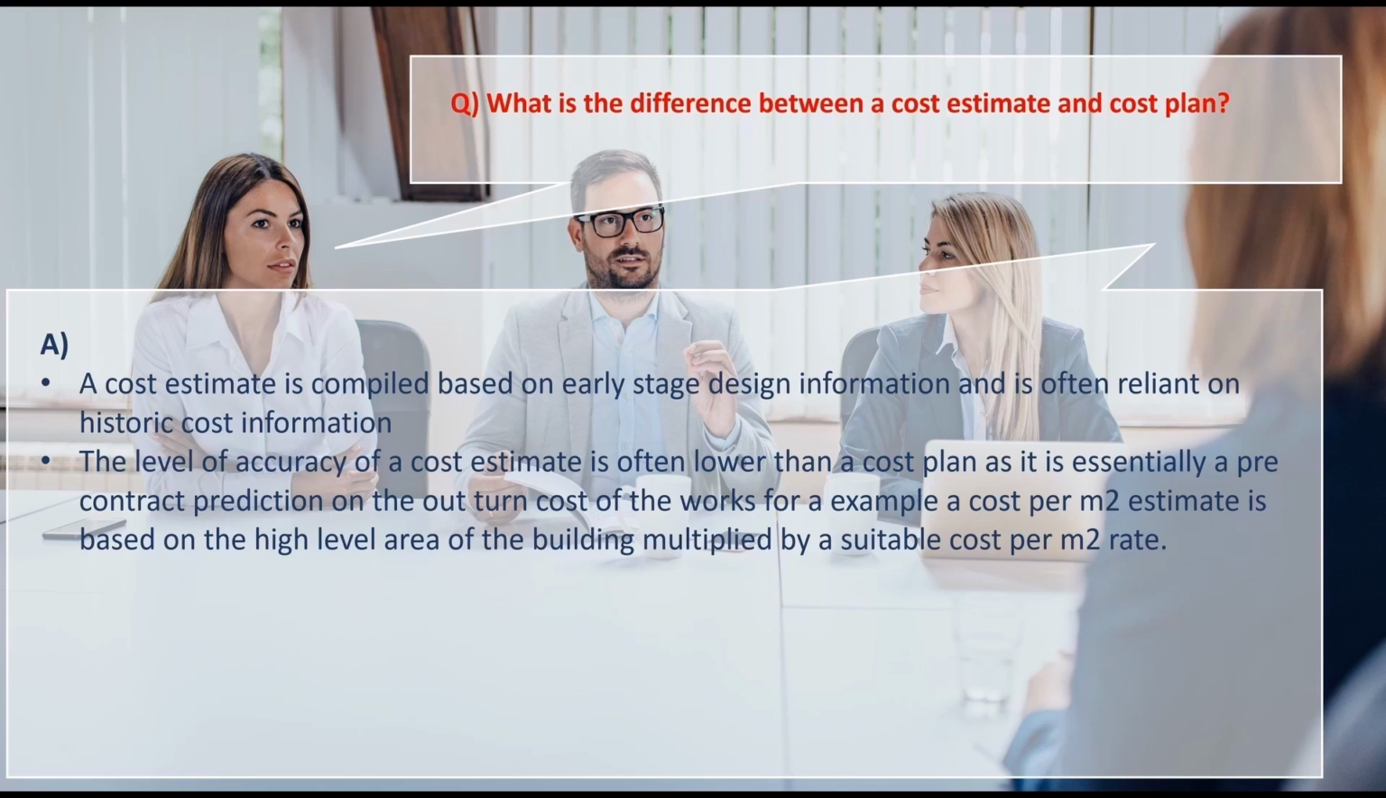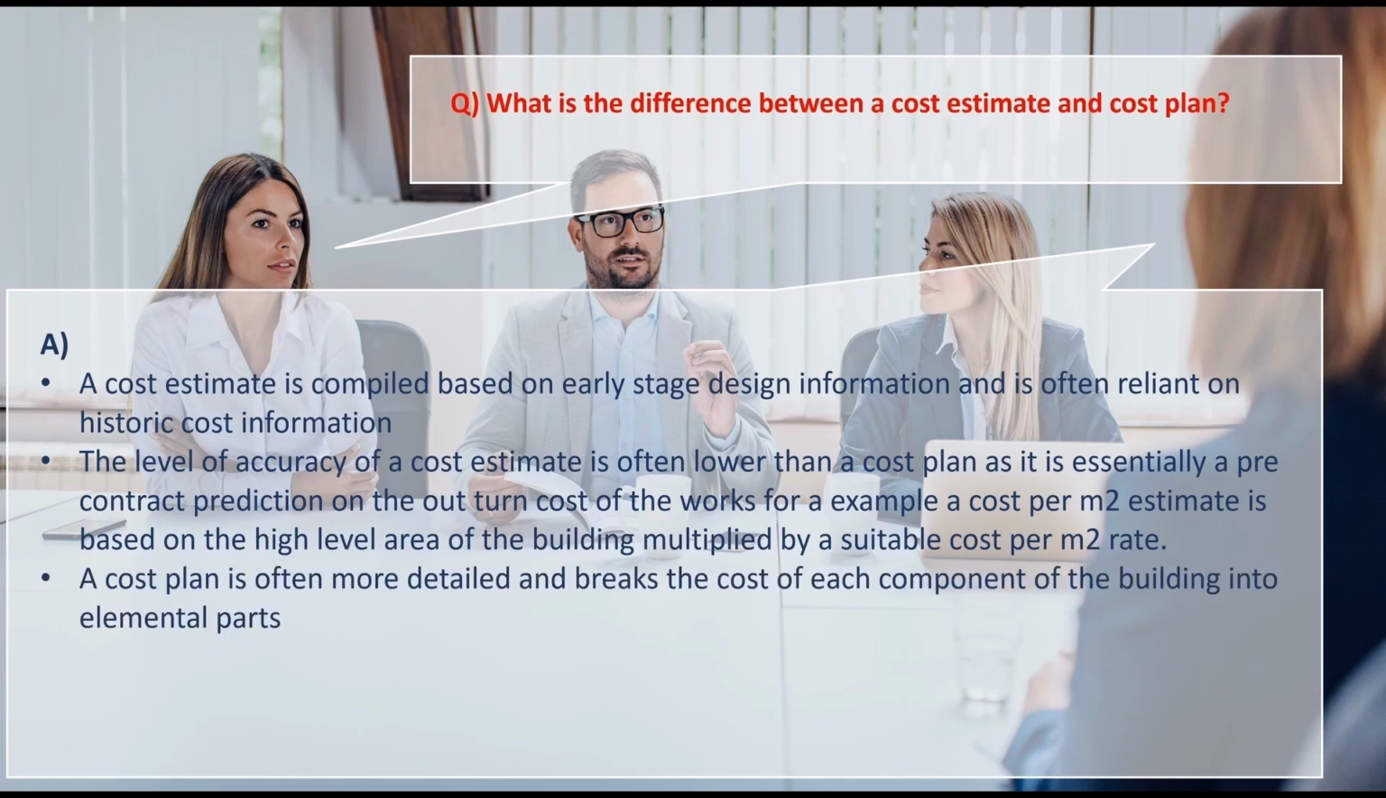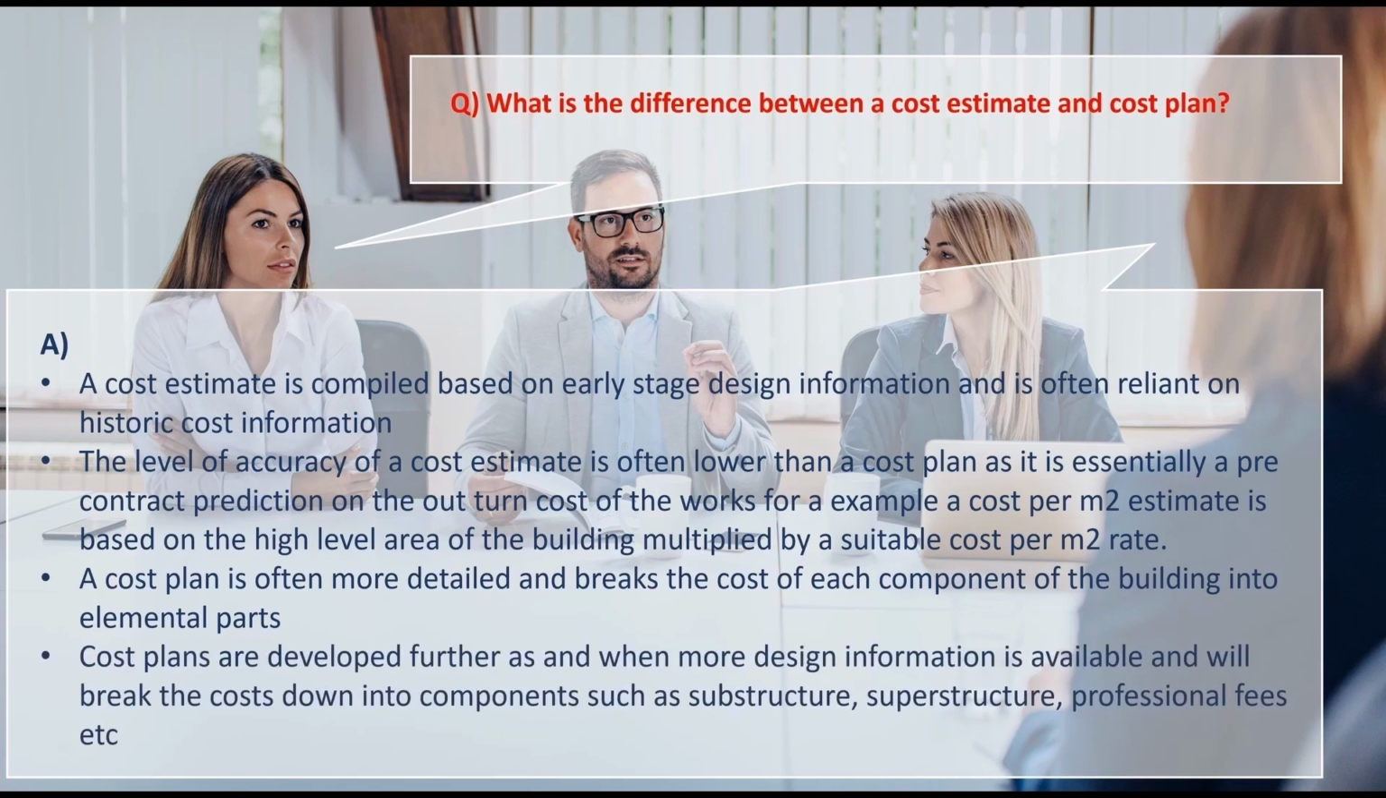For example, a cost per square metre estimate is based on the high level area of the building multiplied by a suitable cost per square metre rate, whereas a cost plan is often more detailed and breaks the cost of each component of the building into elemental parts. Plans are developed as and when more design information becomes available and will break the cost down into components such as substructure, superstructure and professional fees.